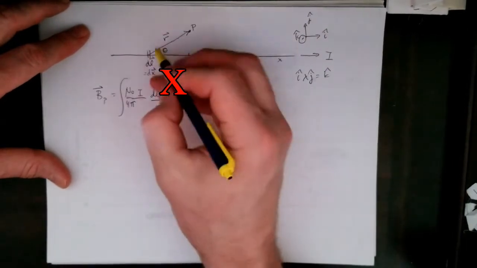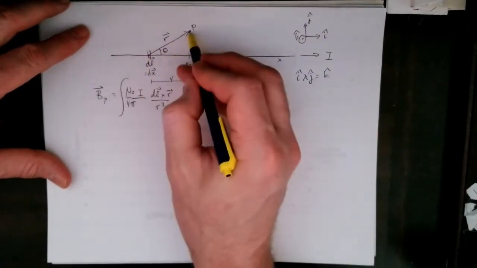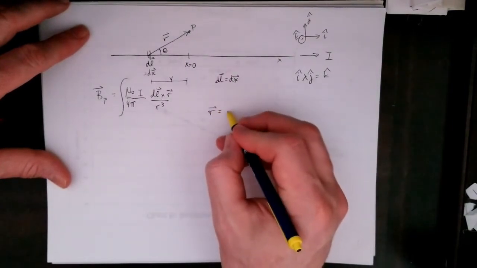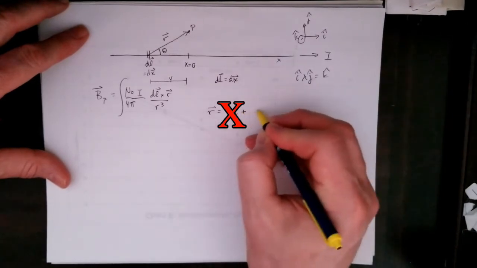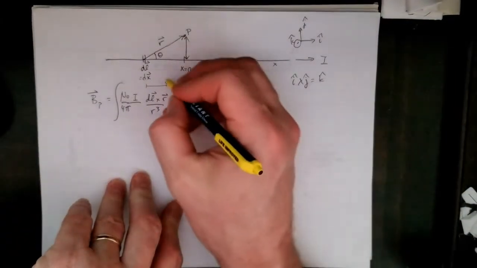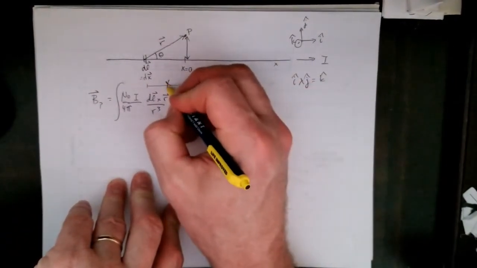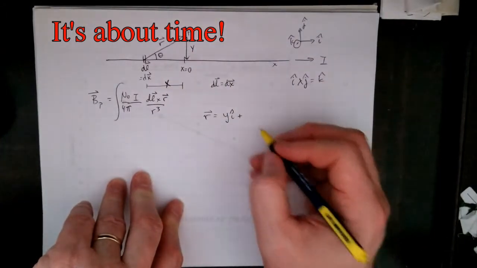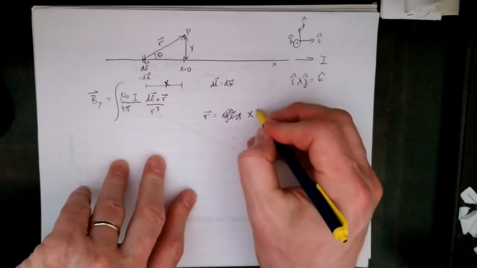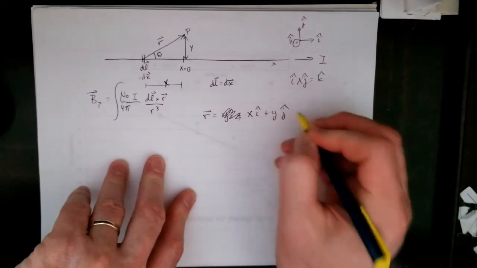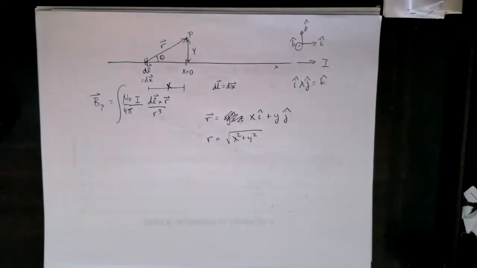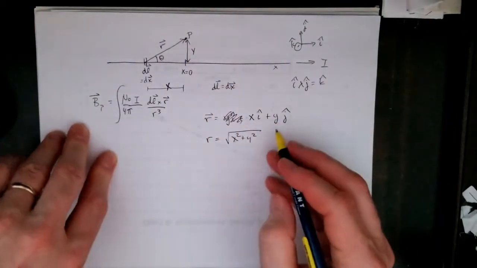And so my radial vector, the vector from the differential along my current to the point P, is going to be... I need that distance right there. Try that again. That is x right there, and this distance here would be y. So my radial vector, going to the right and up, is x i hat plus y j hat. R itself is the square root of x squared plus y squared. I'm dealing with a very specific distance, so y is constant.